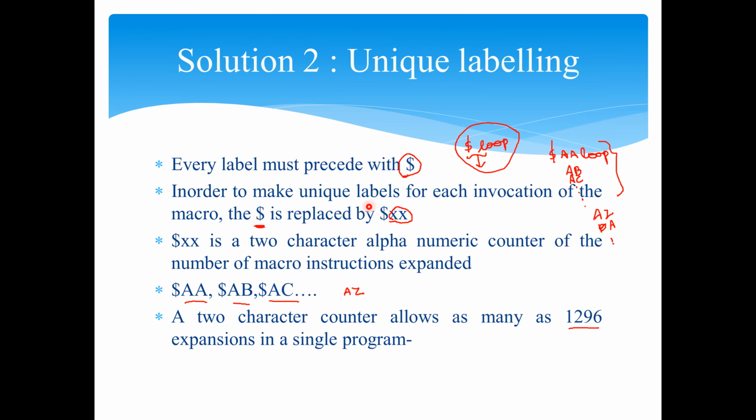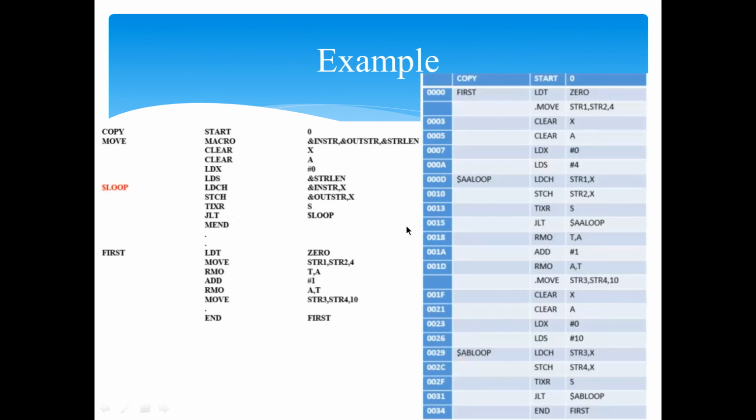In order to make a unique label for each invocation of the macro, you have to replace the dollar with $XX. So I'll show you an example here. Here we have a macro. Inside the macro, you only have a single label, $loop, which is referred to in the program at this point. When you expand this macro, where are you expanding it? You have the first invocation coming after the LDT statement. So this is the first invocation.